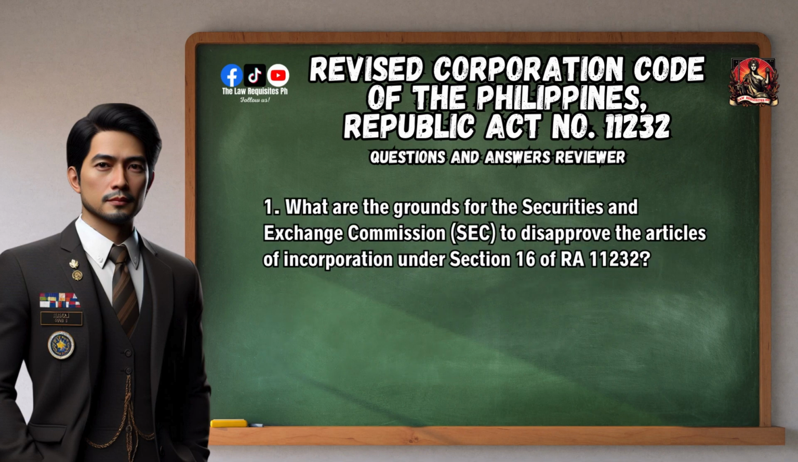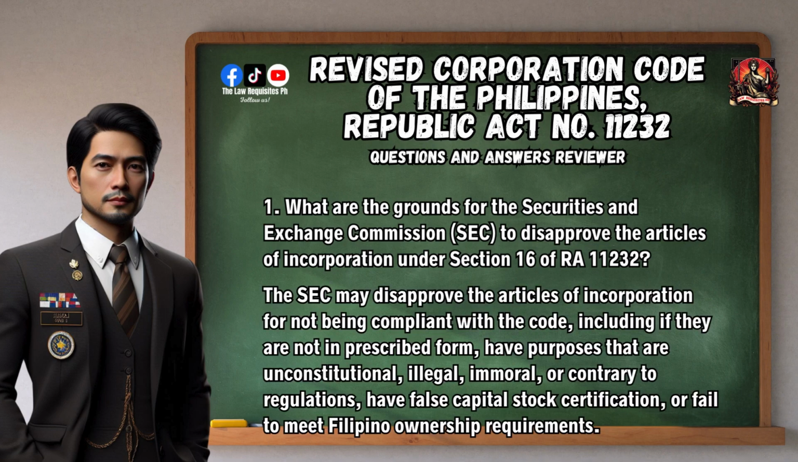1. What are the grounds for the Securities and Exchange Commission, SEC, to disapprove the Articles of Incorporation under Section 16 of RA 11232? The SEC may disapprove the Articles of Incorporation for not being compliant with the Code, including if they are not in prescribed form, have purposes that are unconstitutional, illegal, immoral, or contrary to regulations, have false capital stock certification, or fail to meet Filipino ownership requirements.